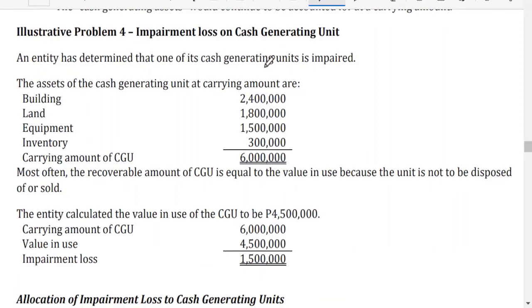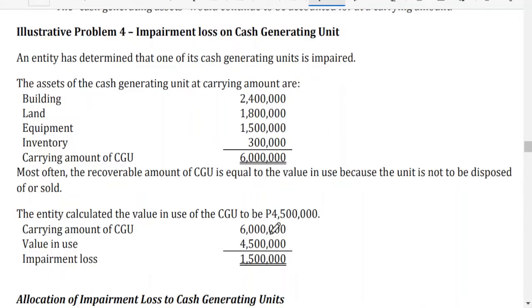The following are the items in the cash generating unit. The following are the assets, which include the building, land, equipment, inventory. The carrying amount of the CGU is 6 million. Okay. Most often, the recoverable amount of the CGU is equivalent to the value in use because the unit is not to be disposed of or sold. So, most likely daw, the recoverable amount sa CGU is the value in use. Kay mas pilion sa management ang paggamit ana niya because there are many assets involved.